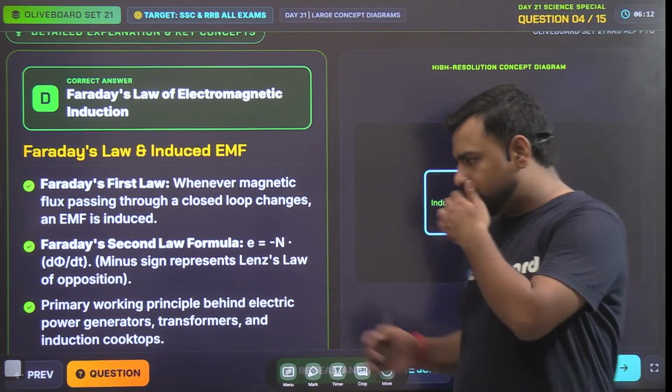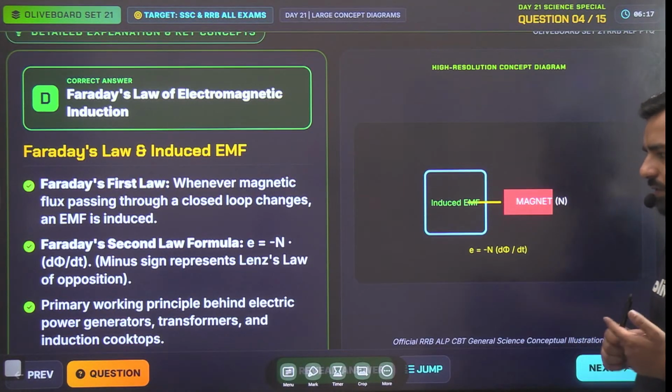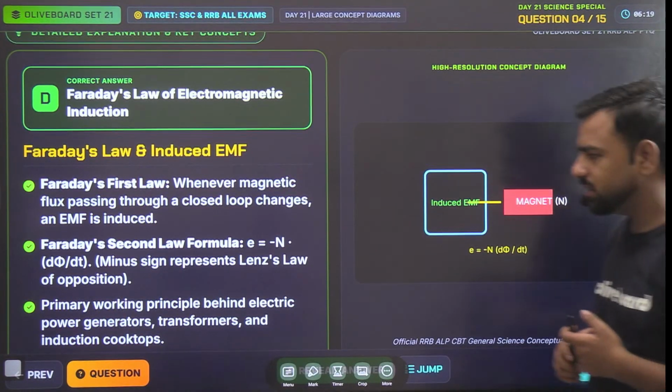Okay, so here that's the formula. The primary working principle behind electric power generators, transformers and induction cooktops.